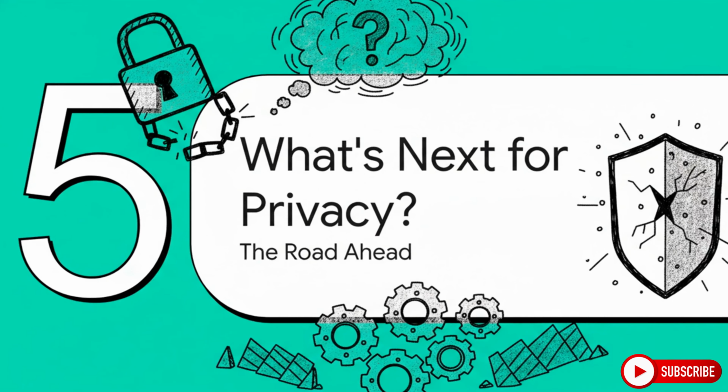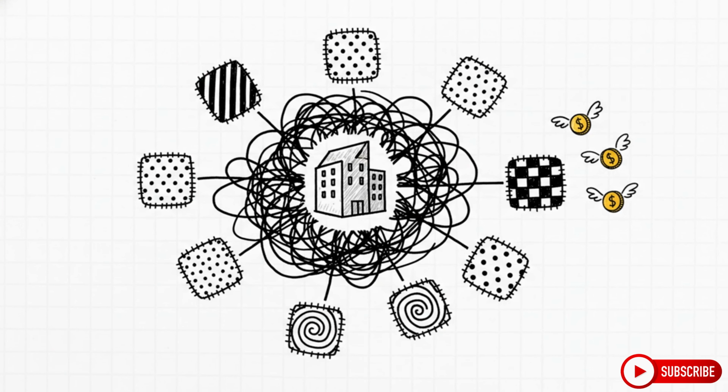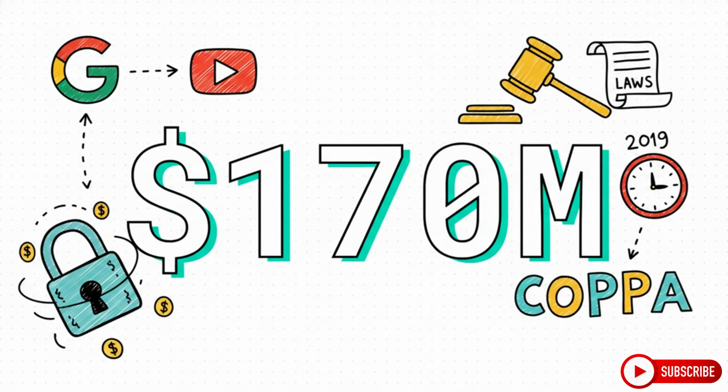So where do we go from here? The conversation around data privacy in the US is far from over, and there are still some pretty big challenges ahead. For companies, this whole patchwork of different state laws can be really confusing and really expensive. Trying to follow different rules in every state is a massive compliance challenge. And these laws are definitely not taken lightly. For instance, in 2019, Google and YouTube had to pay a massive $170 million fine for violating COPPA. This just shows you that these laws have real power.